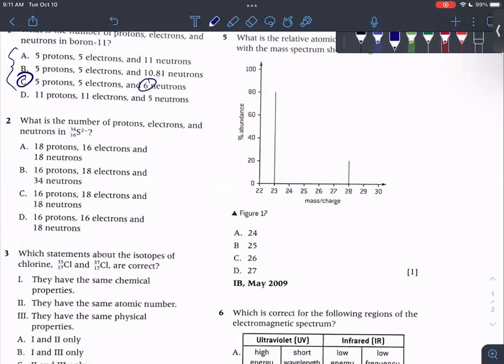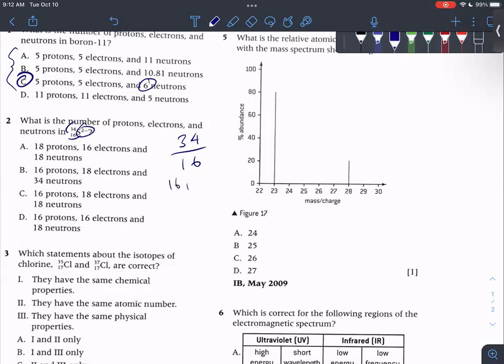Moving on to number 2, what is the number of protons, electrons, and neutrons in sulfur? But now we have all these numbers around. So we see that we have 16 protons because sulfur is element 16, but it's also denoted right there. We see that the mass number is 34. So if we take 34 and subtract 16 from that, we get 18. And then we notice that we have a 2 minus charge.